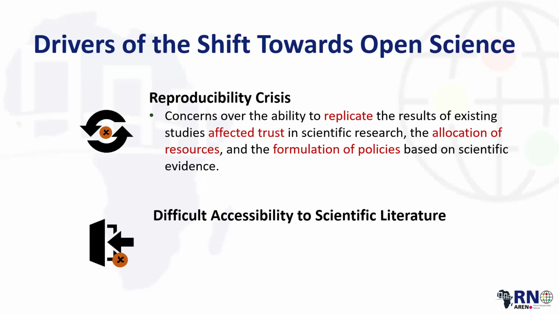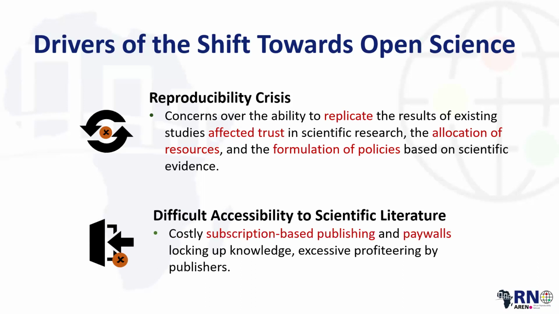Then we had difficult accessibility to scientific literature. And I think all of us in Africa really suffer from this because scientific literature is usually behind ridiculously high paywalls. And all publishing was subscription-based, and it was mainly feeding the profit of the publishers, not the scientists and not the public, because they were not able to easily access these publications.